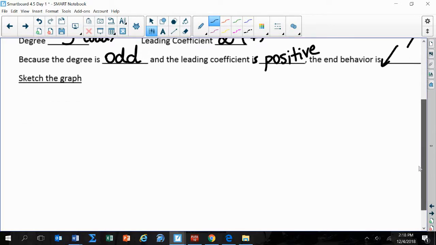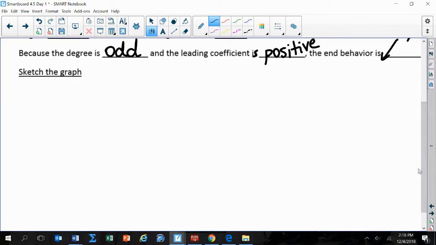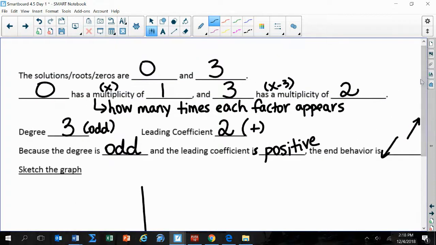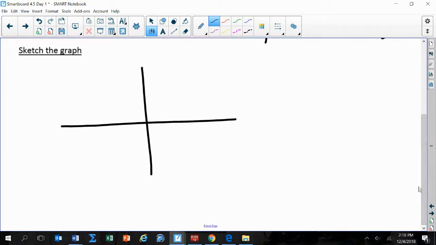Now I can sketch the graph without a calculator. I'm going to first plot my root solutions, or again, another term for it is x-intercept. I have an x-intercept at x equals 0, and I have an x-intercept at x equals 3. So at 0, 0, I have an x-intercept.